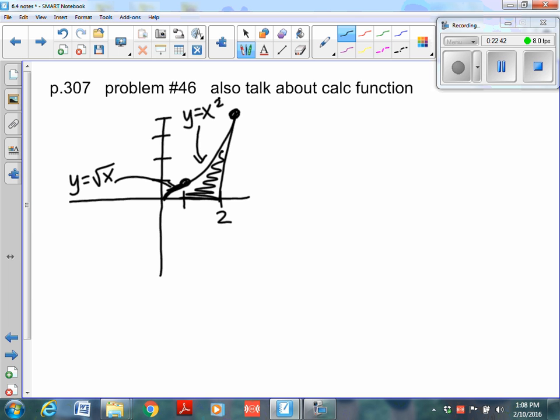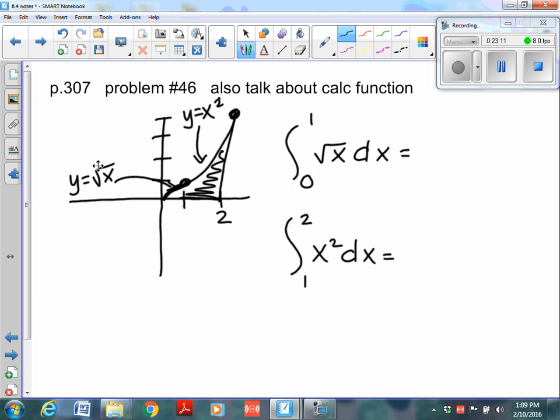Could we find the area underneath this curve if we wanted to? Would we have to split it up where the two functions meet, right? So you would have to integrate from 0 to where first? 0 to 1, and the function is the square root of x dx. And then you would have to integrate from 1 to 2, but it's a totally different function, which is x squared dx.